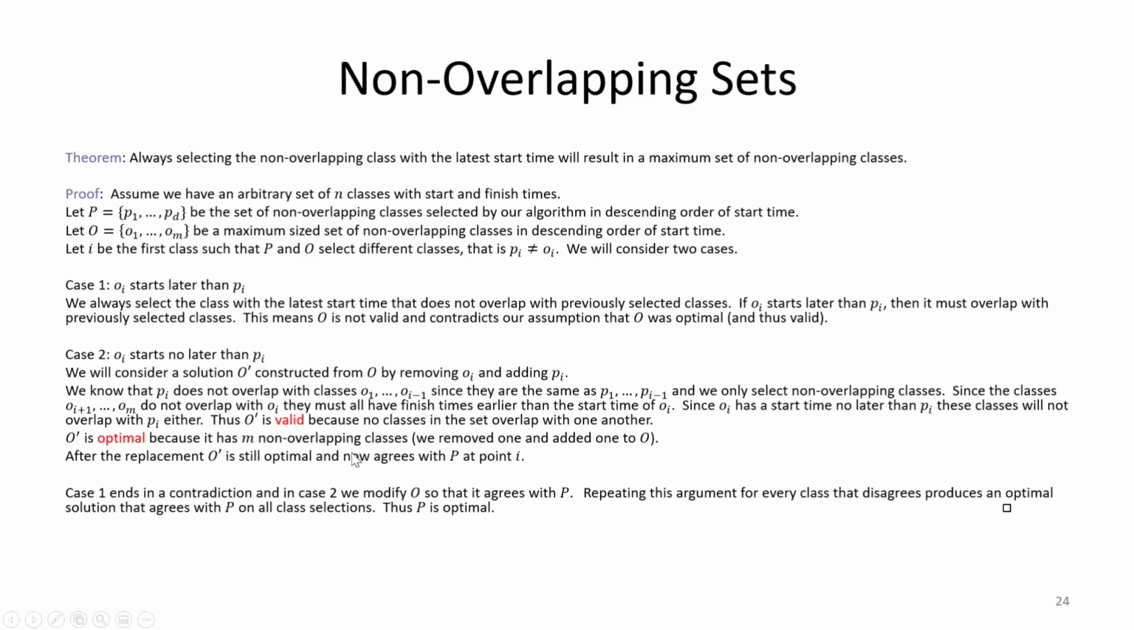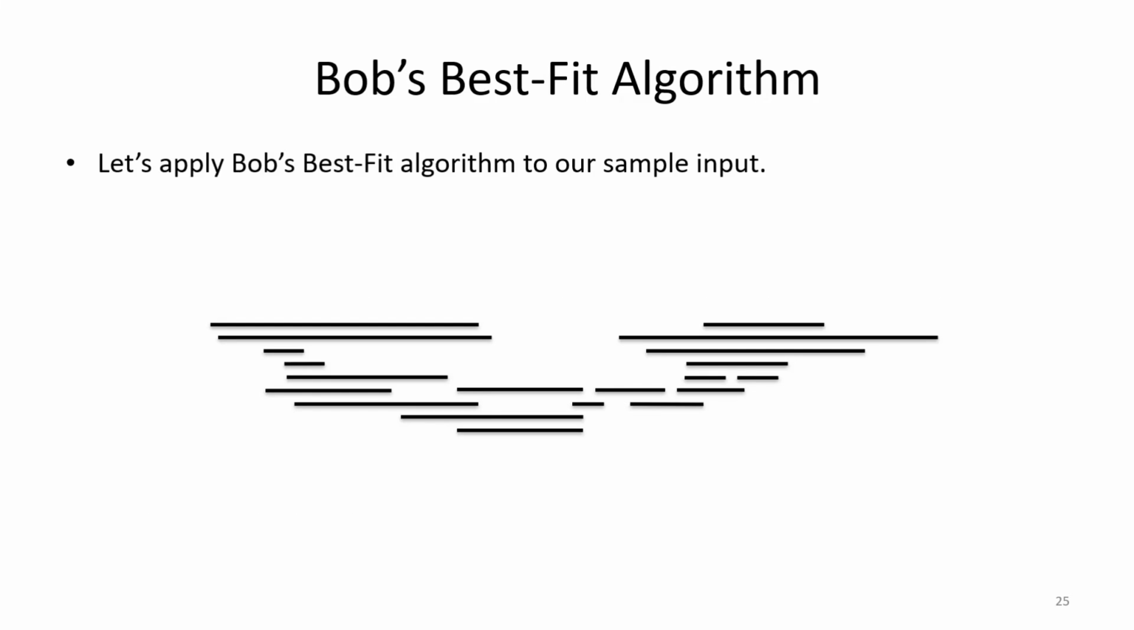And we're done. Okay, so let's bring in a little bit of context here. So what have we done? We've proven that this little subroutine that we have here for finding the maximum non-overlapping set works. It will always find the maximum non-overlapping set. So we had that built inside of Bob's algorithm. So let's see if we can apply Bob's algorithm right now.